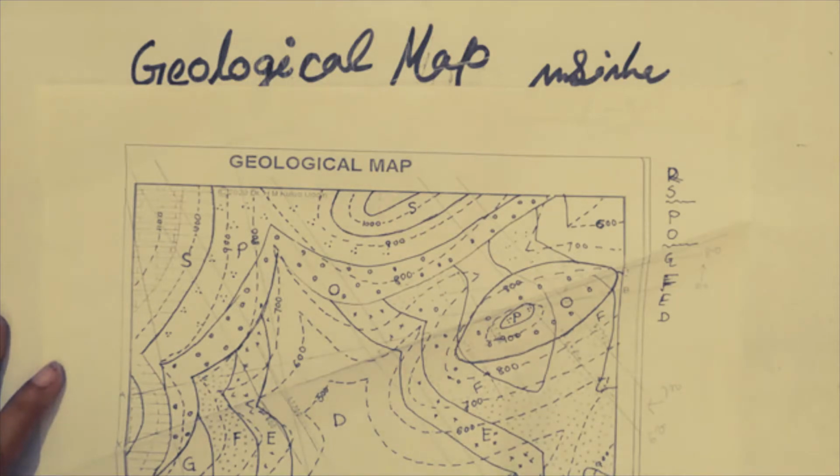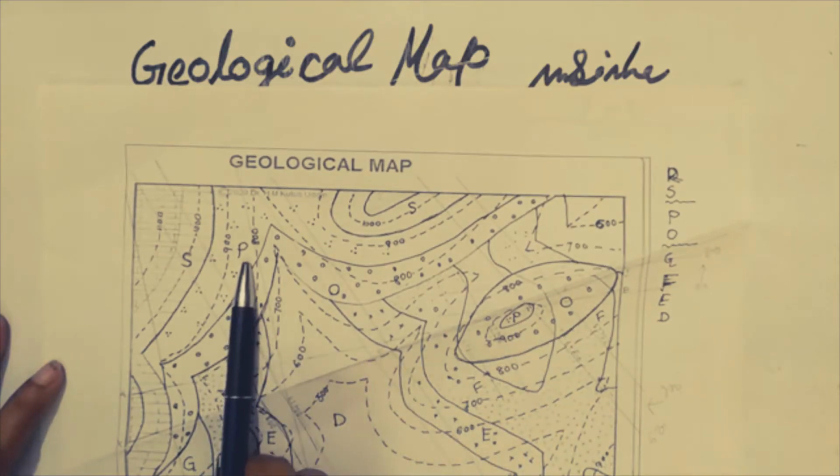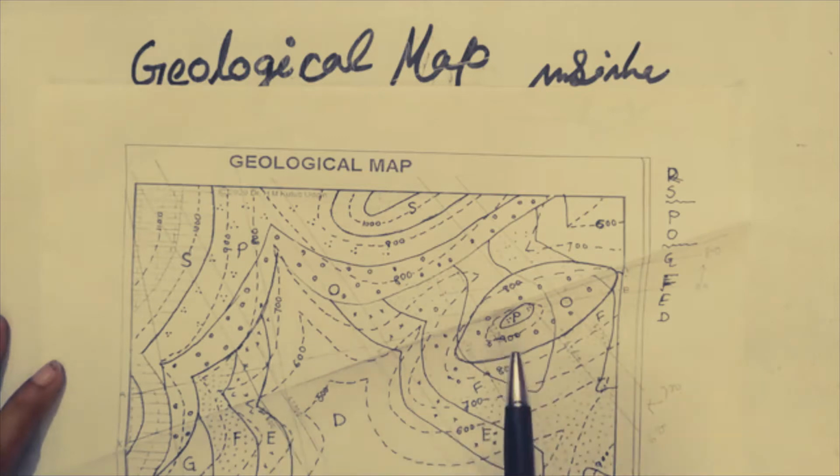Normally, repetition of beds, that is bed names F, E, D, O here, and here also the O beds. This is the P beds, here also the P beds. The repetition of beds normally shows that it's a map of a folded region. This is a very simple way to identify whether it is a folded region or not.